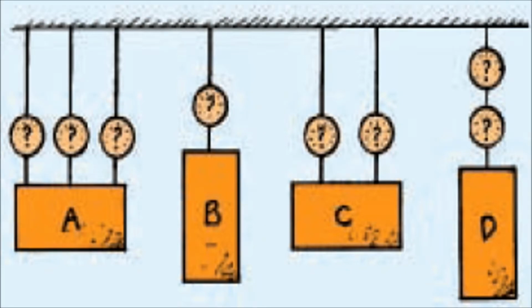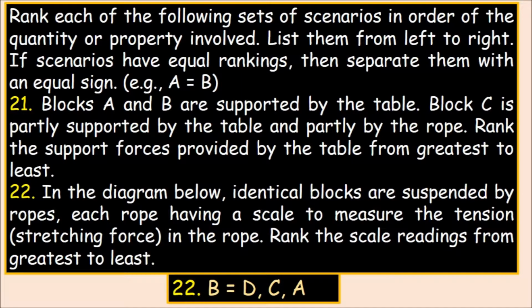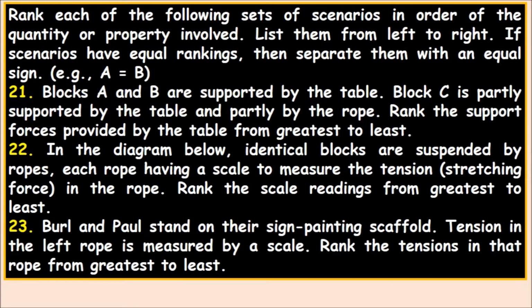Let's see. A is going to be supported by 3. Okay, so they're all going to be equal. B is going to be one thing. They're all equal, I guess. So D, the scale reading should be the same for both. So let's see, A is divided into 3s, B and D are the same, and C is divided into 2. So yeah, B and D are equal, and then it would be C and then A. That makes perfect sense. Okay, look that one over. That's a little bit confusing, but you should be able to do that.